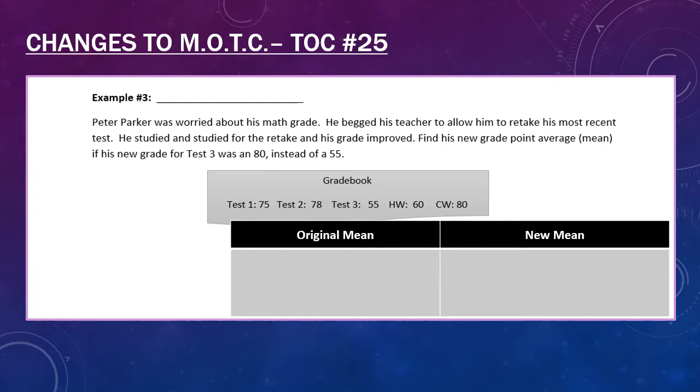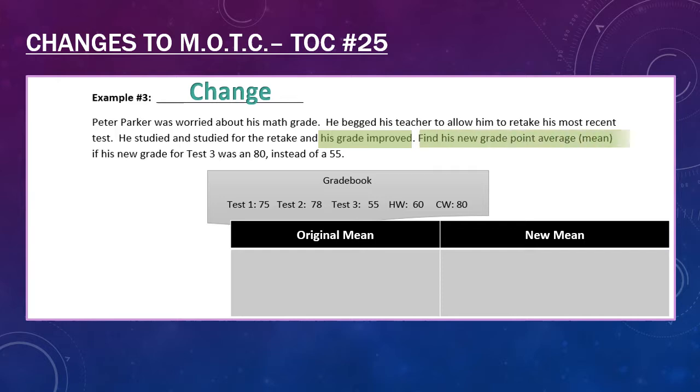All right, let's go for our final example. And you can probably guess, because we've done the other 2 types of variations, that this one is going to be the change. So let's read it together. Peter Parker was worried about his math grade. He begged his teacher to allow him to retake his most recent test. He studied and studied for the retake, and his grade did improve. Find his new grade point average, or mean, if his new test grade for his test 3 was an 80 instead of a 55. So the important information here was his grade improved.